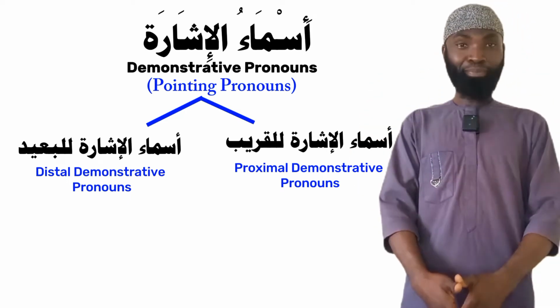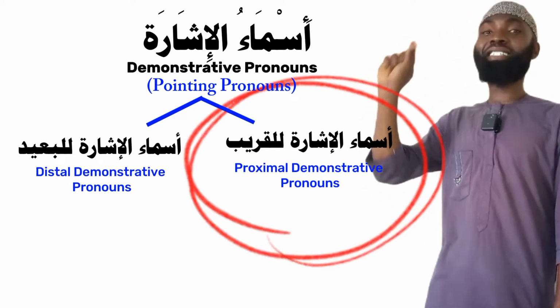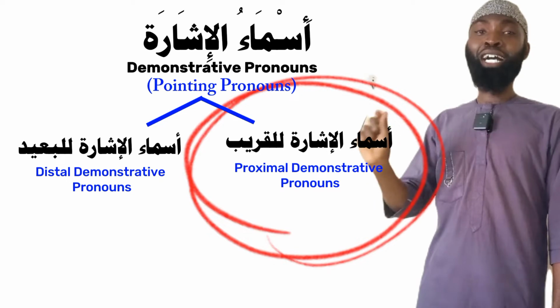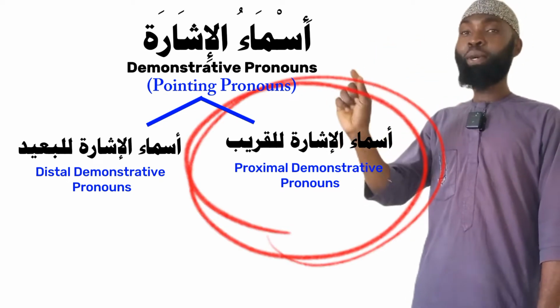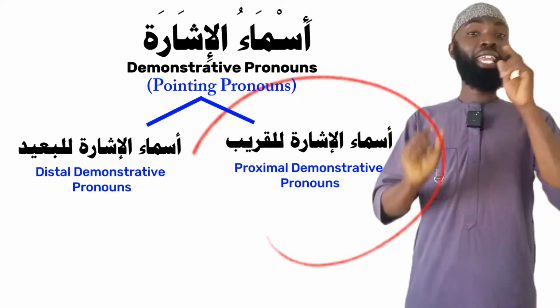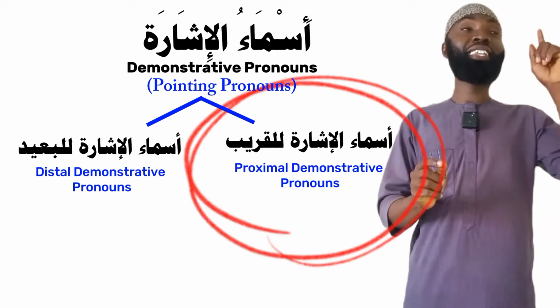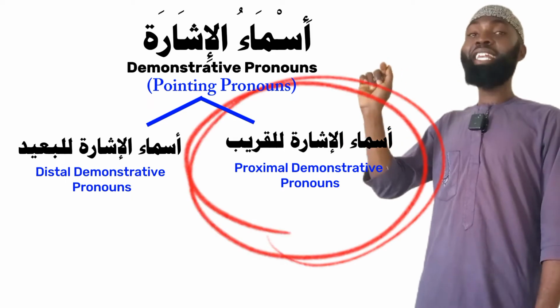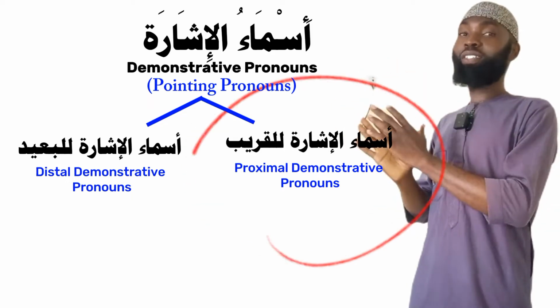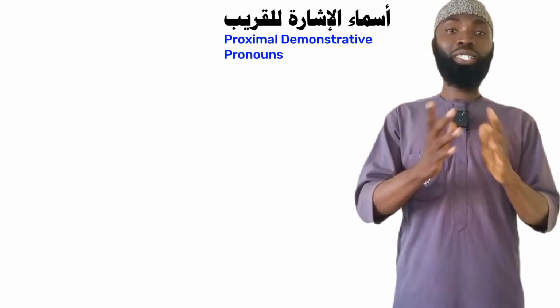from the speakers. Now today we are going to be discussing the first category, which is the Asma'ul Ishara lil-Qarib, which is the proximal demonstrative pronoun. If you want to watch the second category, you can click on the link above to watch the video about Asma'ul Ishara lil Ba'id, which is the distal demonstrative pronoun. Now let's dive into the topic of the day, which is Asma'ul Ishara lil Qarib, the proximal demonstrative pronoun.